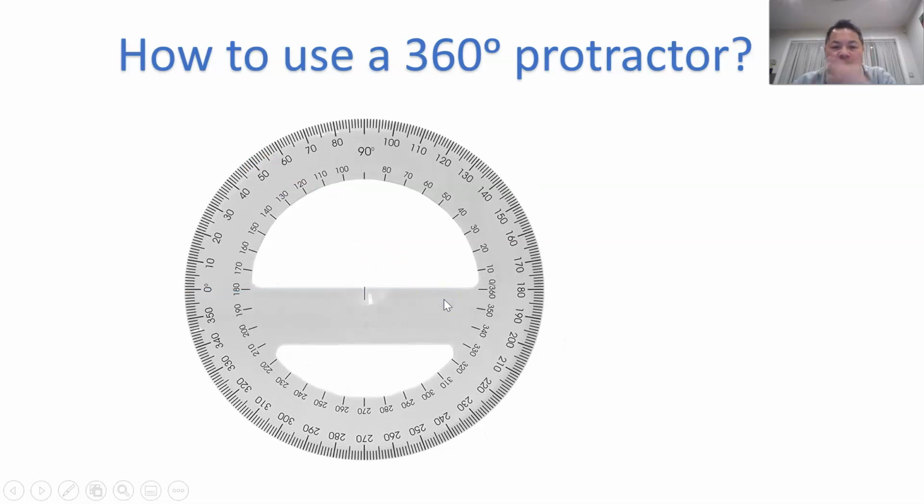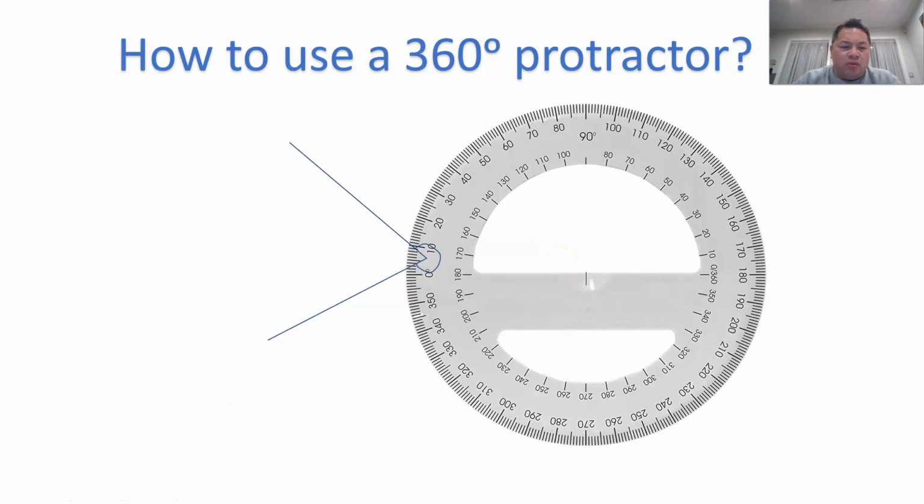Okay, moving on. What about this big angle here? Again, we do not look at the 0 degrees, but we look from this side instead. So this is an obtuse angle, so this angle is actually 160 degrees.